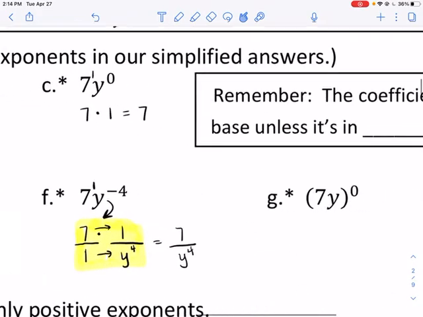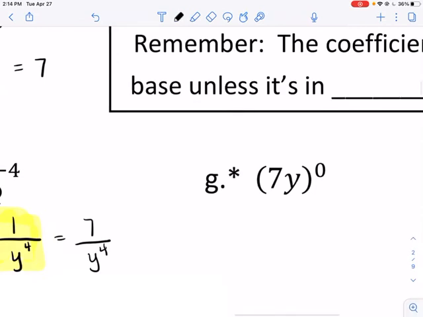Okay, then this one, it's just a quick example. We're going to do more of these in the future. But the parentheses mean that that 0 applies to the whole thing. So whatever 7y is, I don't even care because it's to the 0 power and the whole thing equals 1.